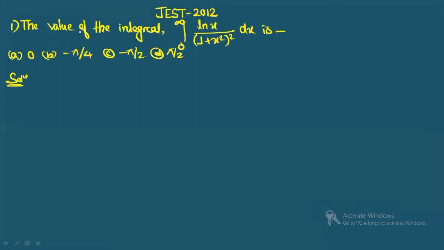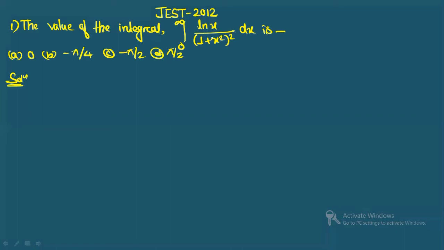So what is the first question here? The first question is: the value of the integral, integration 0 to infinity, ln x by (1 plus x square) whole square dx is. So you will have to find the value of this integral.